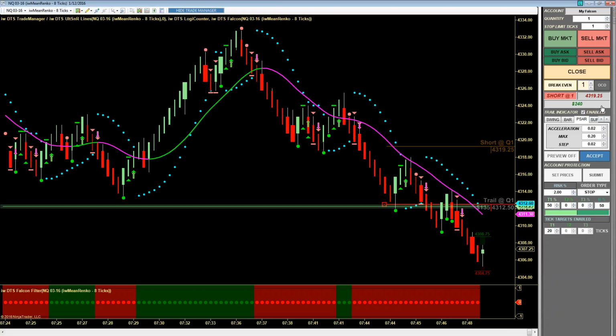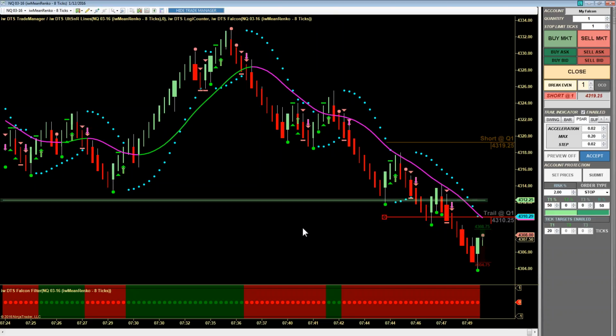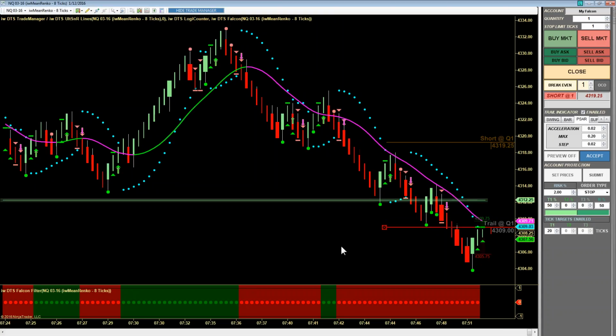How are we doing here? Oh, not bad. Got about half of that protected with our stop. Here we go. Come on. So you can see the stops coming in a little bit tighter now. And it looks like we're going to get tagged here in a moment.